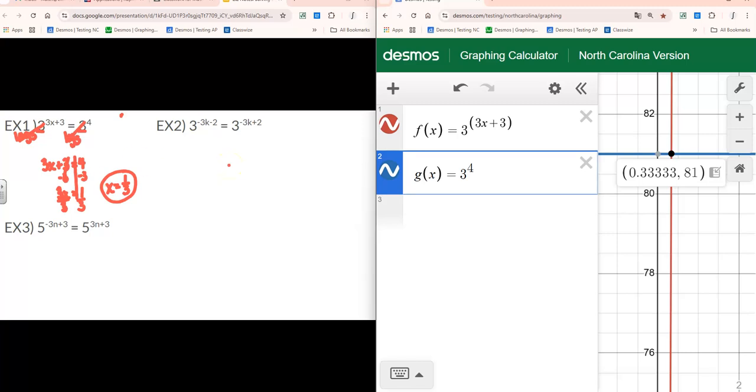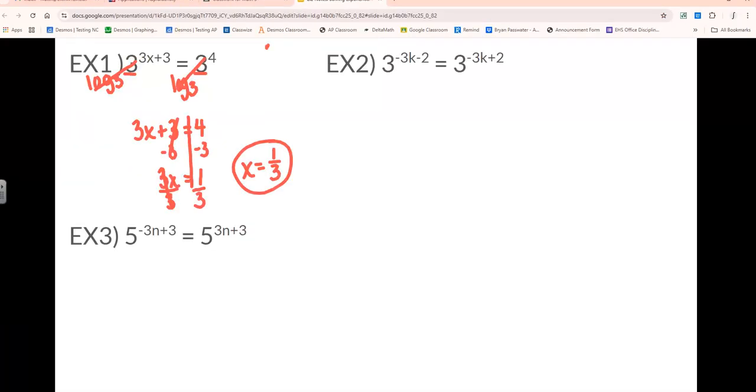Okay, questions there? All right, you want to check every single one. There's not a lot of them that have extraneous solutions, but it happens. So you want to be very diligent to check. Let's look at 2. It's similar.